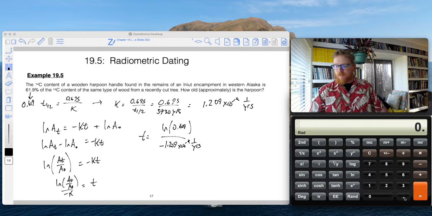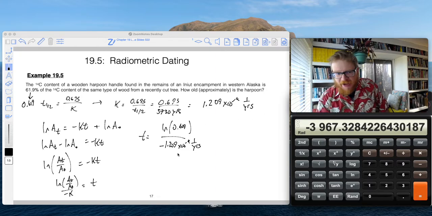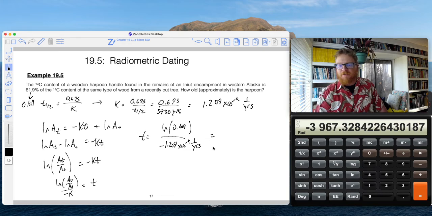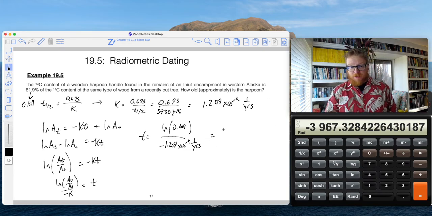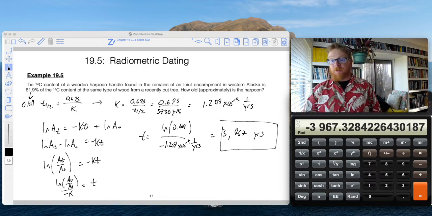So I can say 0.619 and then natural log, and then that's divided by 1.209 e to the negative 4th power, and I forgot to put a negative sign in there. We recognize that we can't have negative years, so that negative sign would go away if I had put it into my calculation. And we get something like 3,967 years. Pretty cool that we can do that with careful measurements and calculation.